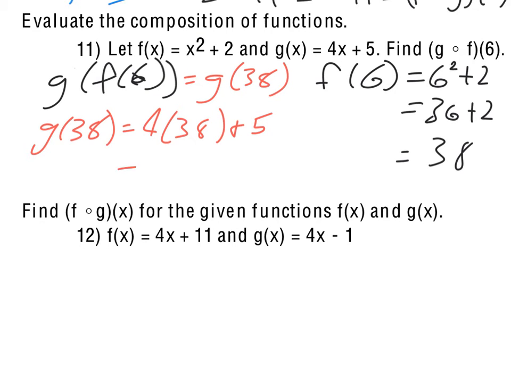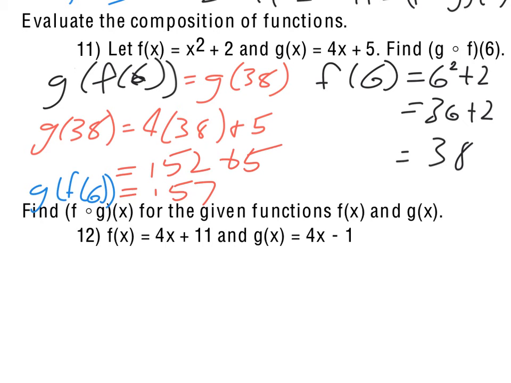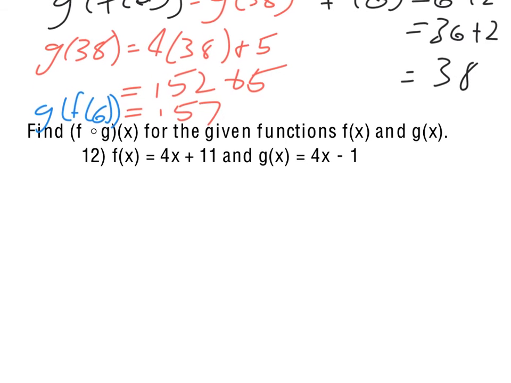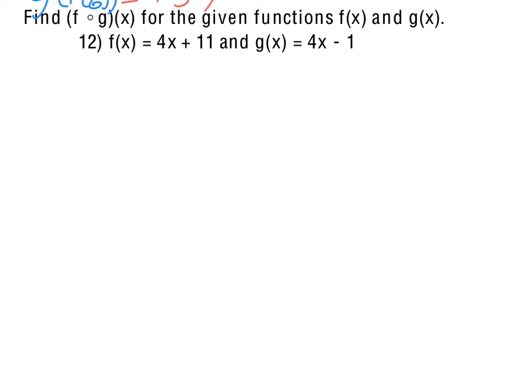4 times 38 gives me 152. Add the 5, I get 157. So that's really what g of f of 6 equals, is 157. Our next question, number 12, asks for f of g of x.